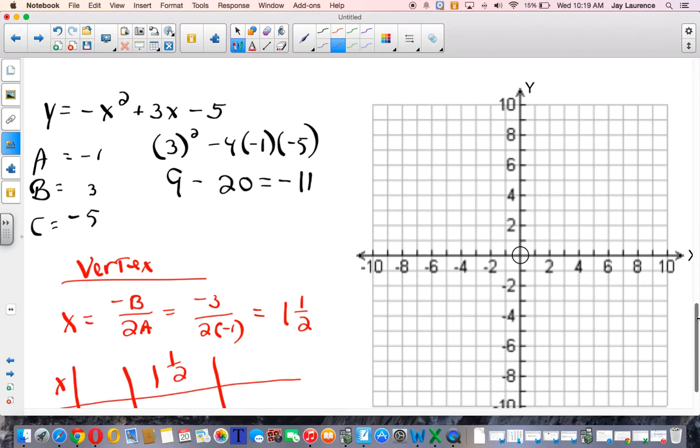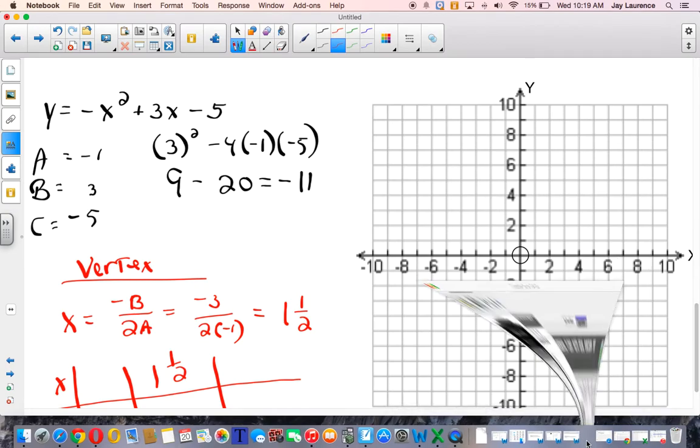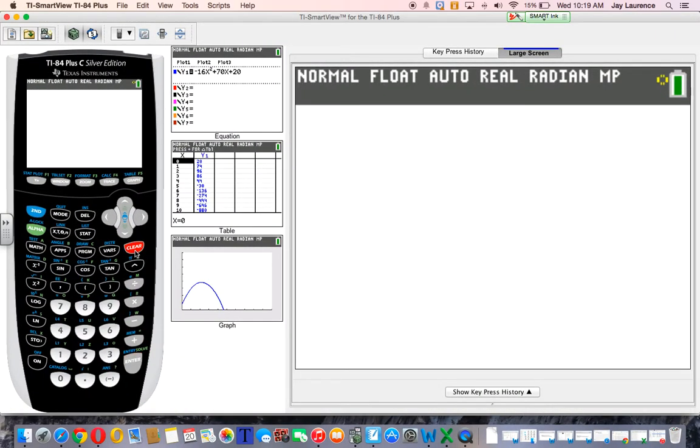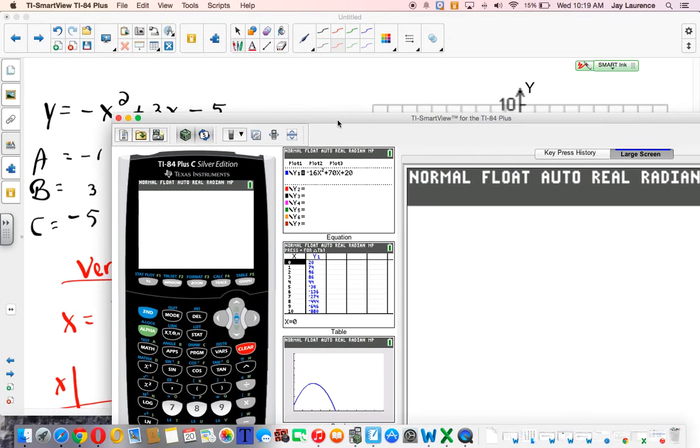So let me get my graphing calculator up here. Oh, grapher. I feel like Mickey Mouse. Oh, toodles. All right, let's see here.